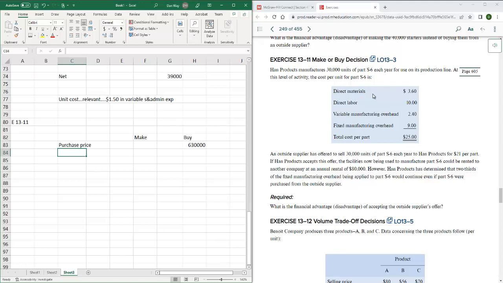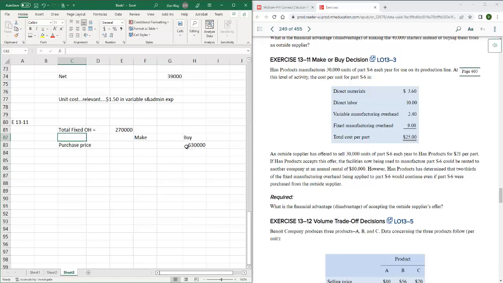Now, we wouldn't incur any direct materials costs, any direct labor or any variable overhead, but we would incur some of this fixed overhead. It said 2/3 of that would continue even if the S6 were purchased from the outside supplier. So the first thing we're going to do is figure out what that total fixed overhead is per year. It told us that at this normal level of production, fixed overhead is $9 on average per unit. So the total fixed overhead is 30,000 units times $9, or $270,000.